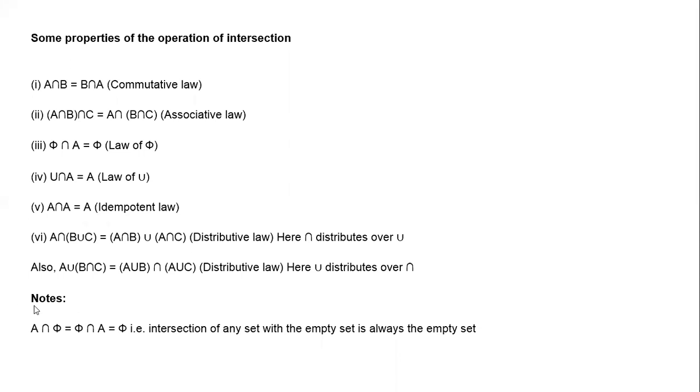And see here A intersection null set. Null set does not contain any element, whereas A has all the elements of A. Whichever is common to both the sets, you will get as result. Since no element is common, the result will be null set only. Null set is also called empty set.